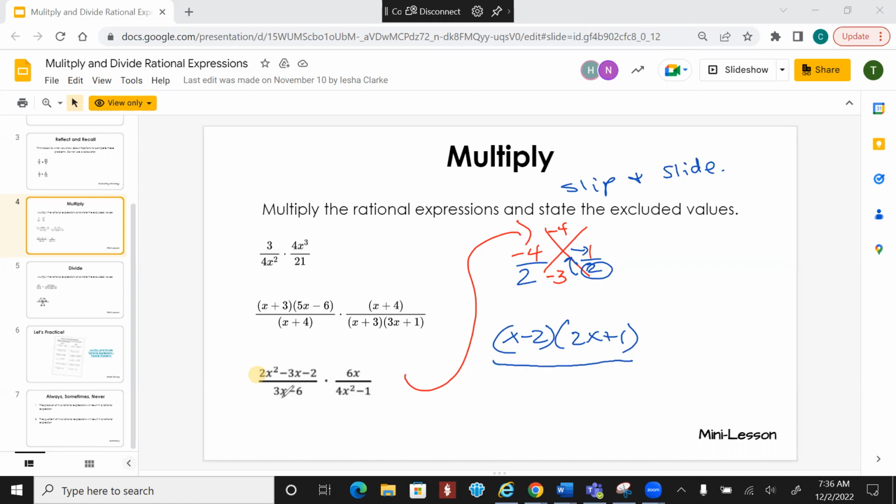Now I'm going to factor what's in the denominator. Now this isn't a quadratic. So I'm going to take out my greatest common factor from this, and that's going to give me 3 times x minus 2. So again, I took out the greatest common factor from this, and I divided both of these by 3. In this numerator on this side, we can't factor this, so we're just going to bring it down.